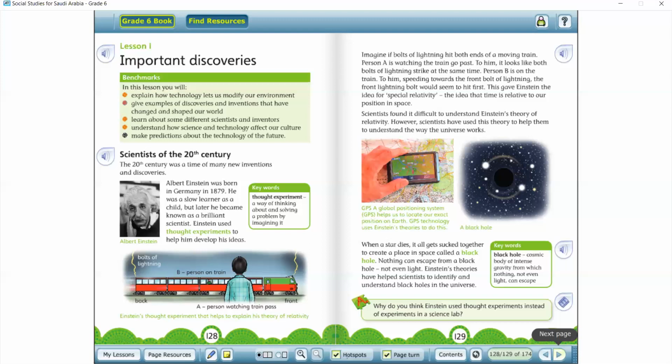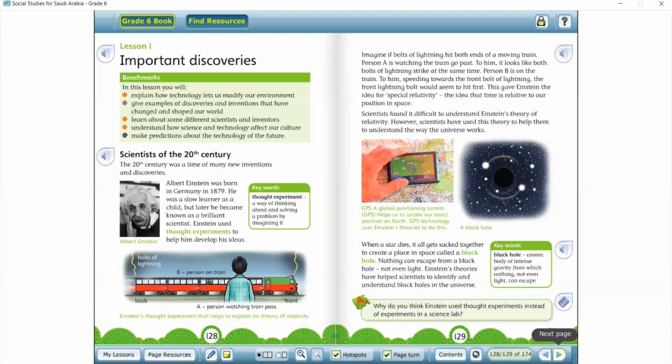Okay, so now when the star dies, it's sucked inside the black hole, okay? When they say nothing can escape from the black hole, in other words, if you get inside the black hole, you will never come back. You can't escape, okay? They even define it there: a black hole is a cosmic body of intense gravity from which nothing, not even light, can escape. They're defining that to you.